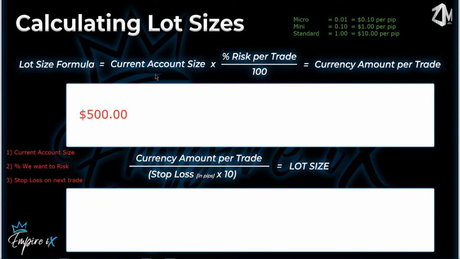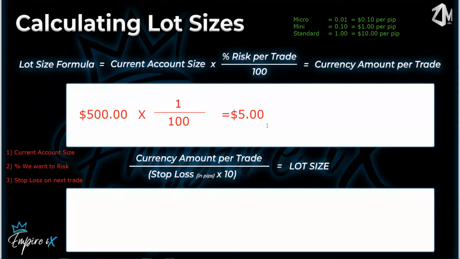The first thing we want to do is take our current account size, multiply it by the percent risk per trade, and divide that by 100. Essentially, we take $500 US, multiply it by, for example, in this case, 1% risk per trade, so 1 divided by 100. When we calculate this, feel free to pull out a calculator if you need to. This is going to come out to $5 US. This gives us the currency amount that we're going to risk on the very next trade, because this is 1% of our current account size.